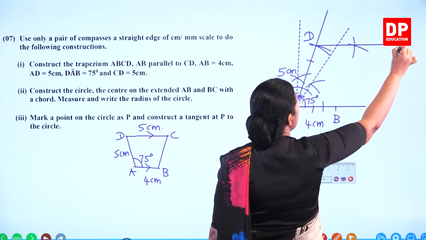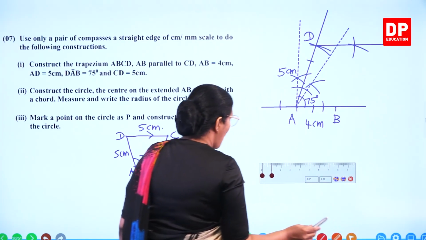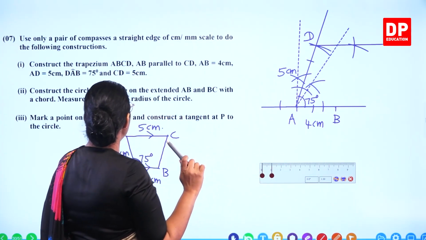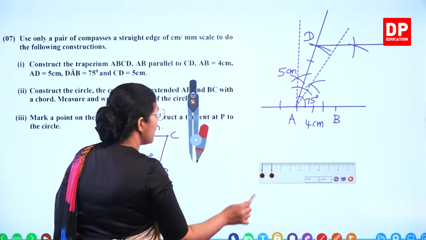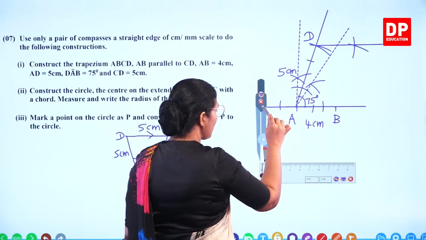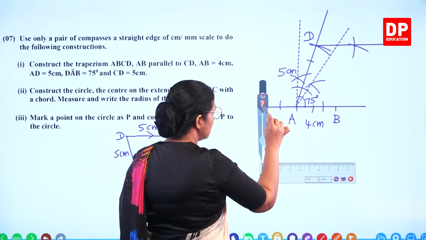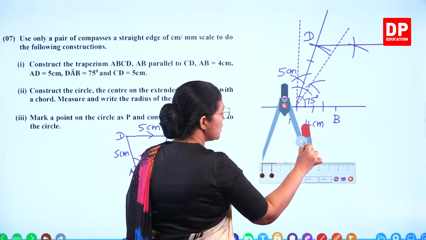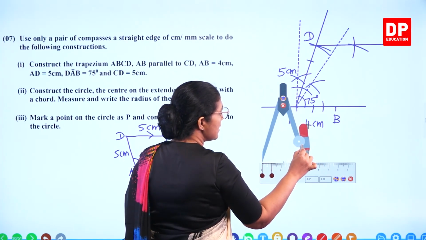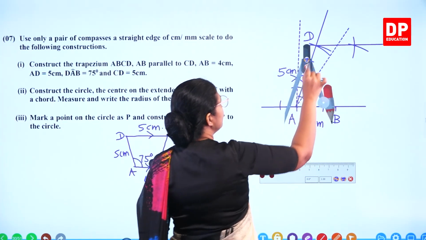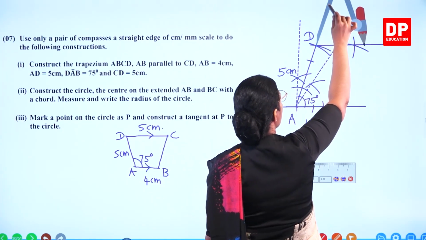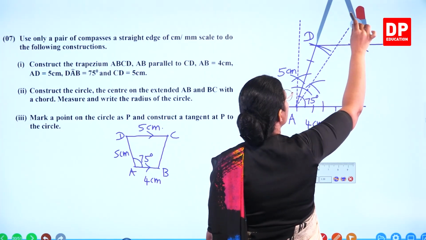That's the parallel line. Now what's the distance from D to C? That's 5 centimeters. You take the compass and mark a 5 centimeter length from D. That's the C point. From here to here.